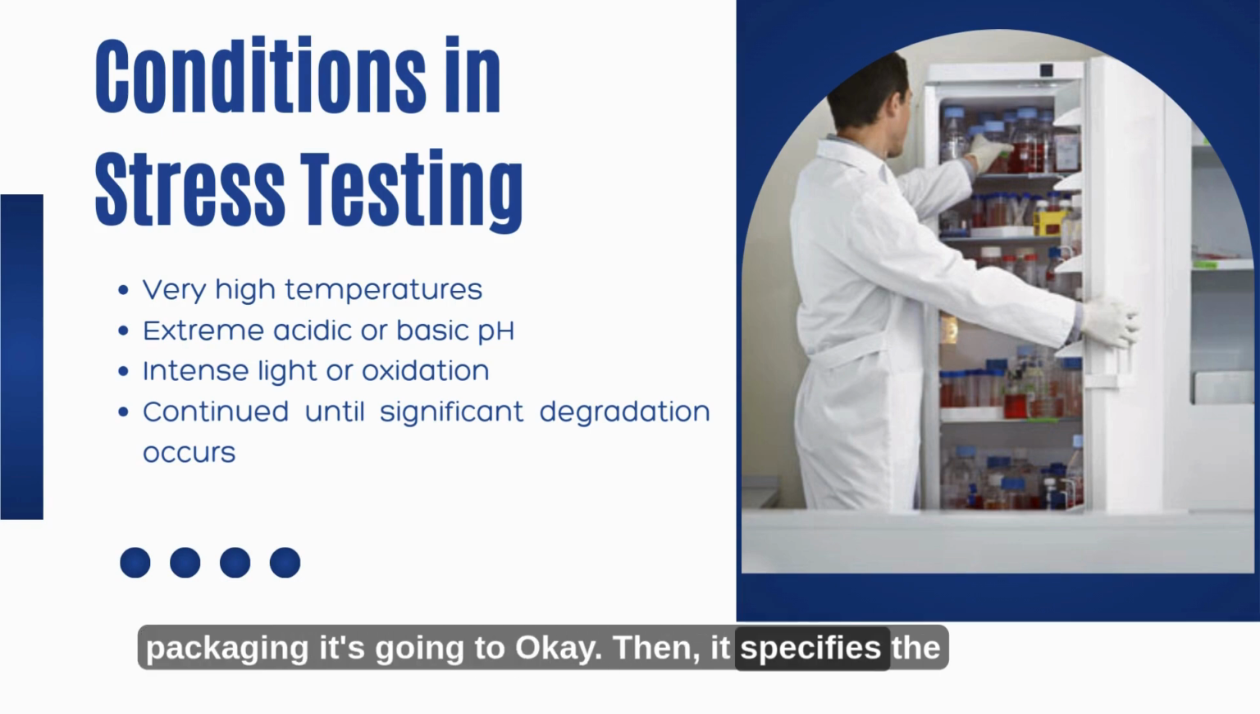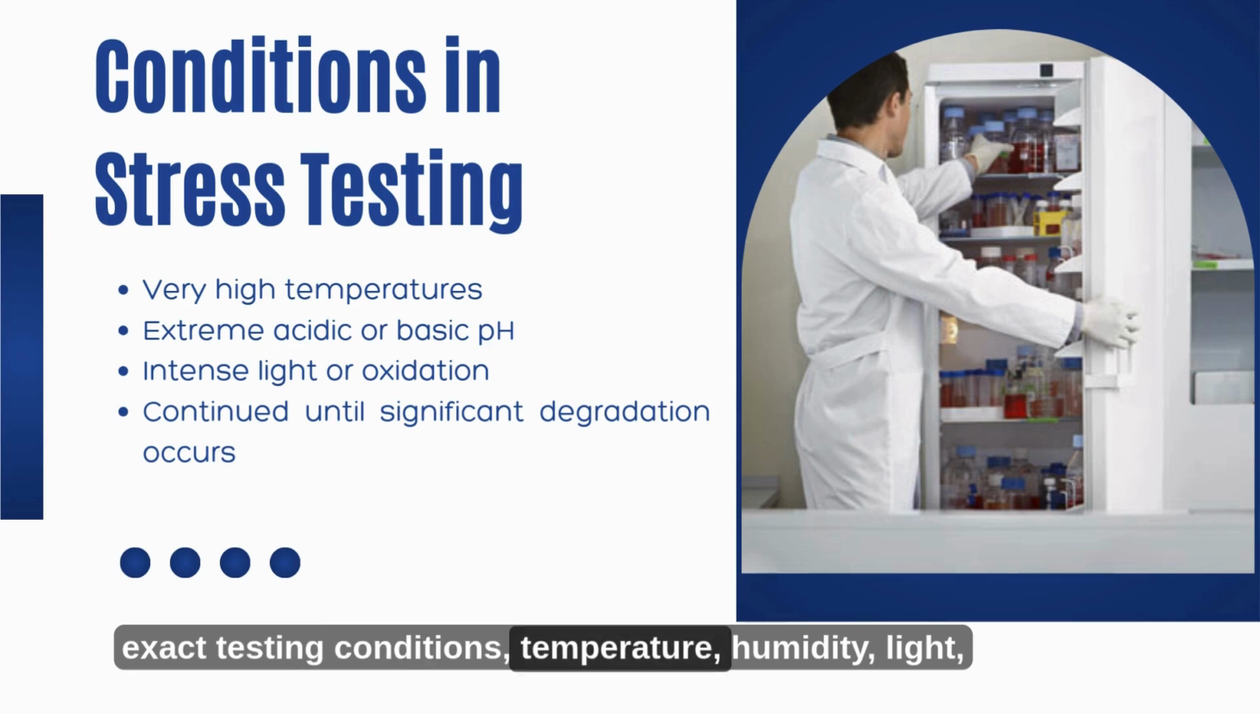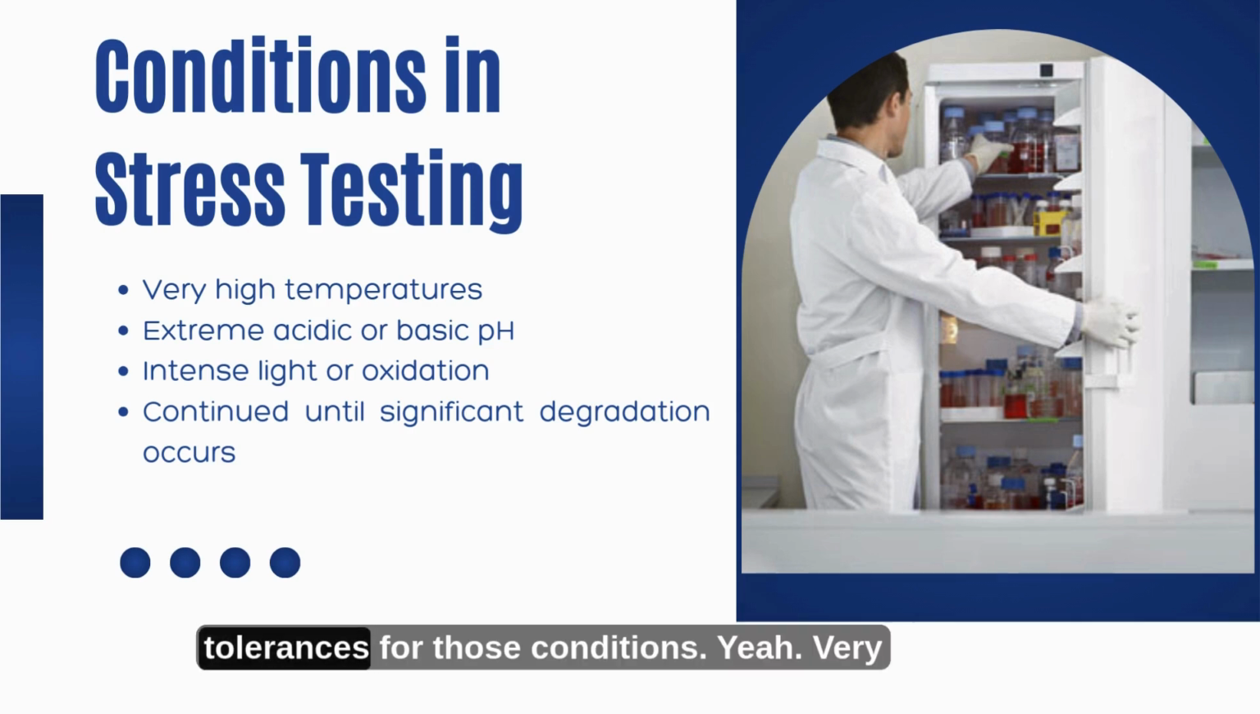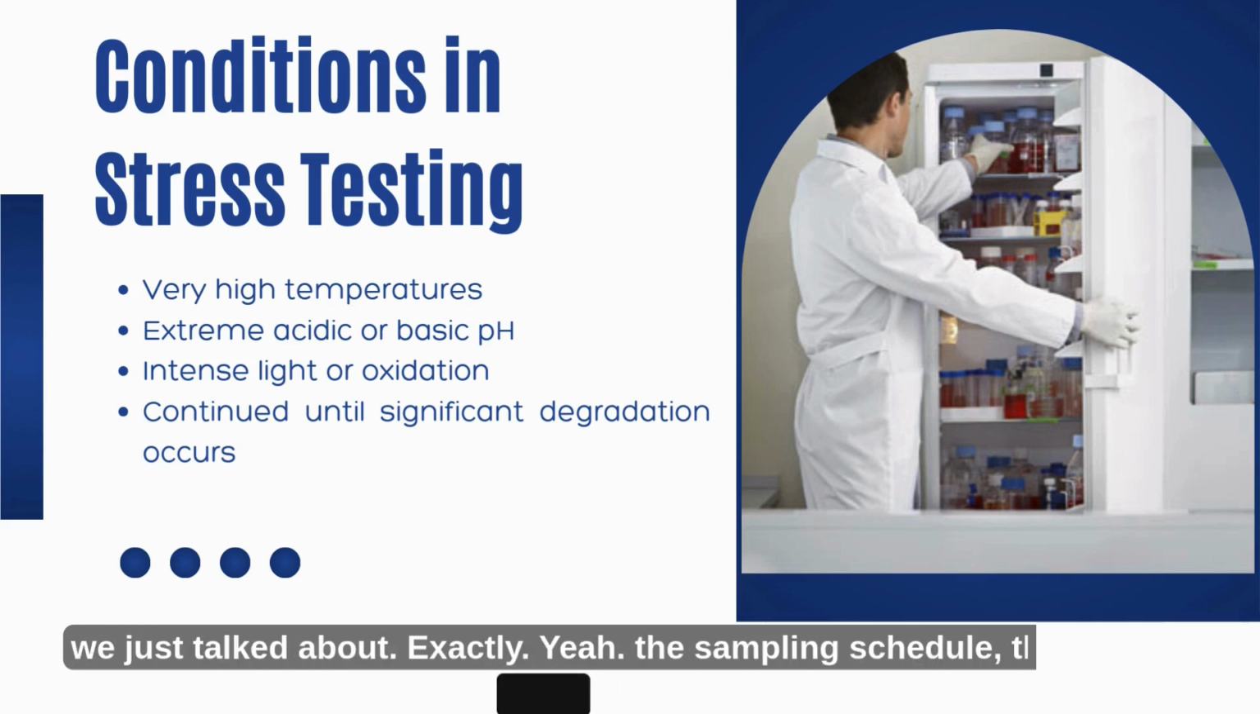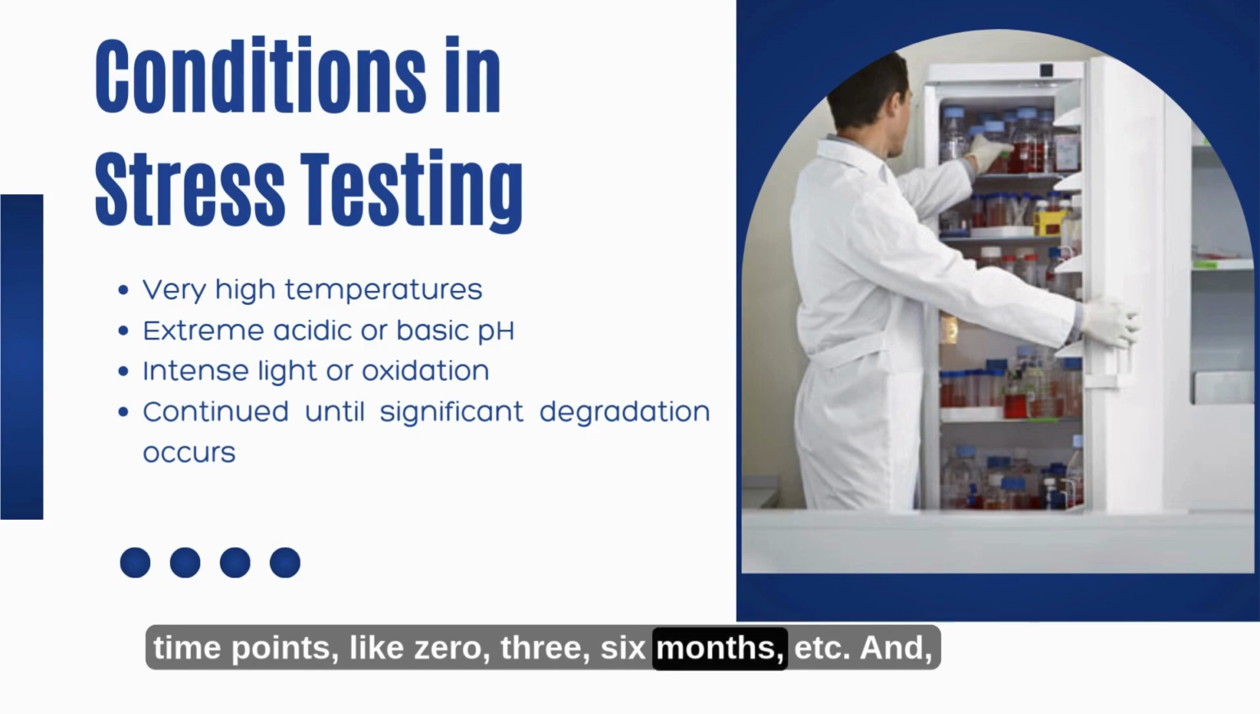Okay. Then it specifies the exact testing conditions, temperature, humidity, light, tolerances for those conditions. Very precise. It lists all the test methods you'll use for each attribute, potency, dissolution, appearance, degradants, and proof that these methods are validated. The stability indicating methods we just talked about. Exactly. Then the sampling schedule, those time points like 0, 3, 6 months, etc.